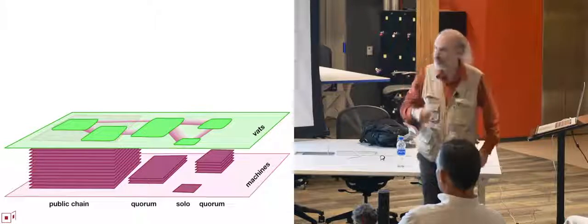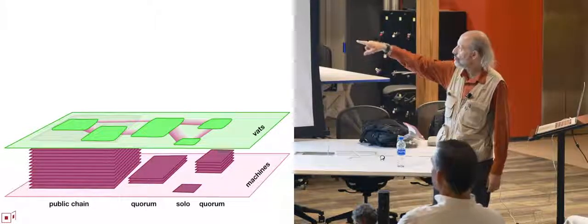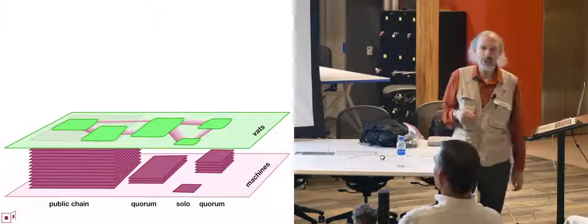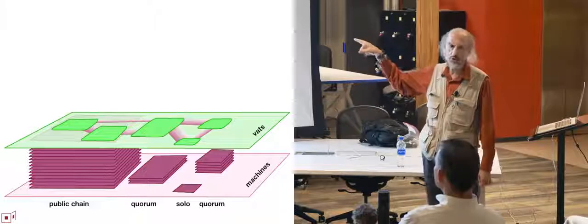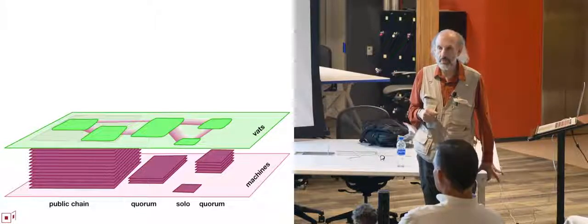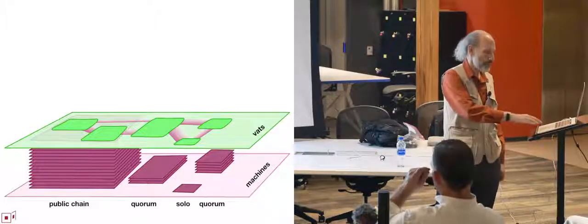So the next level of abstraction up is what we call the VAT layer, where each of these green boxes is a VAT. It's a process-like unit. And these VATs speak to each other with cryptographic messages in ways that authenticate who sent the message.